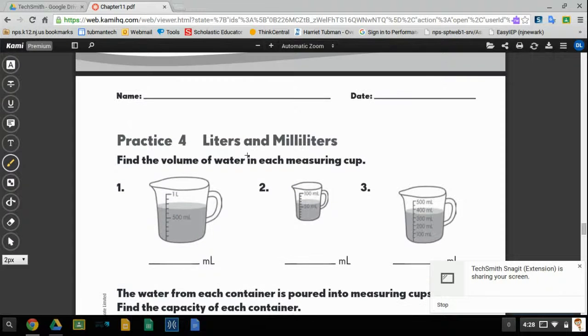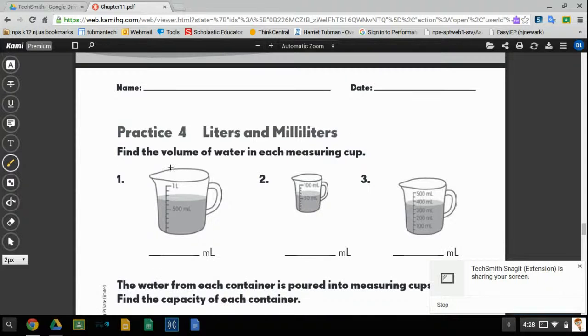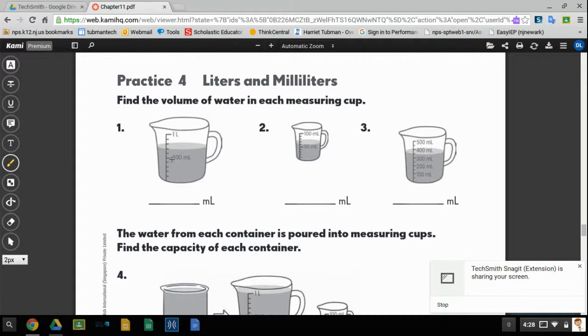This is page 35. Practice 4. Liters and milliliters. Find the volume of water in each measuring cup. So let's look at it right now. If I look at it, 1 liter is at the top, 500 milliliters is right in the middle.